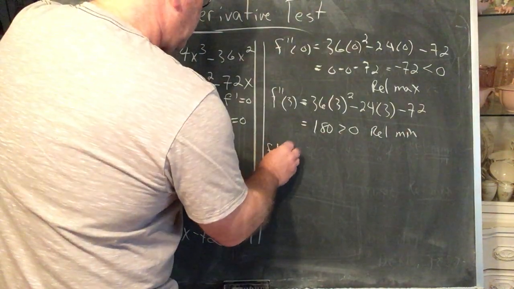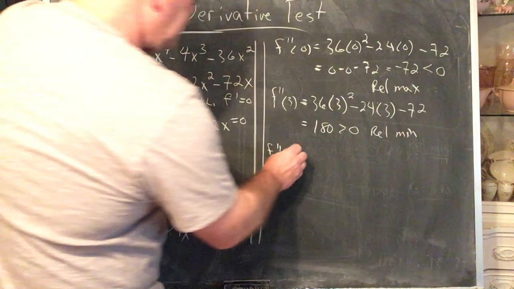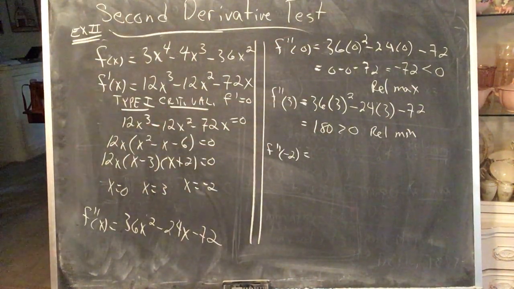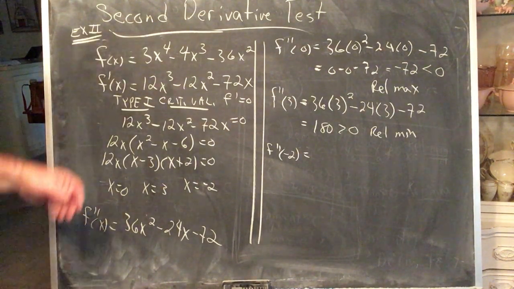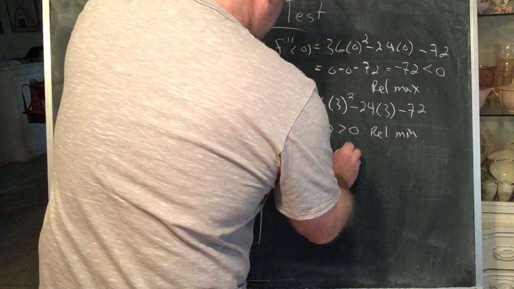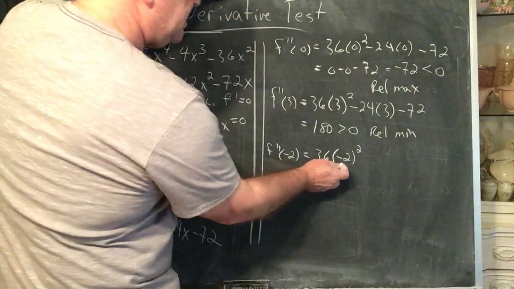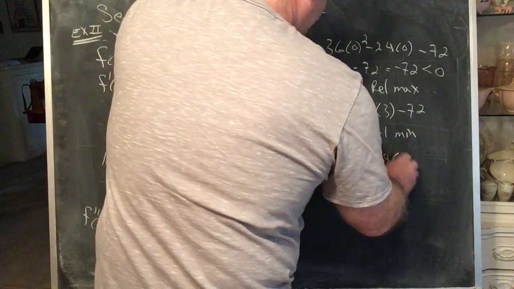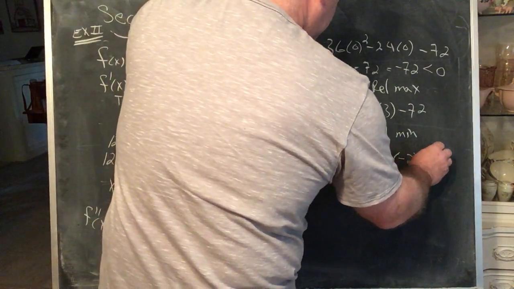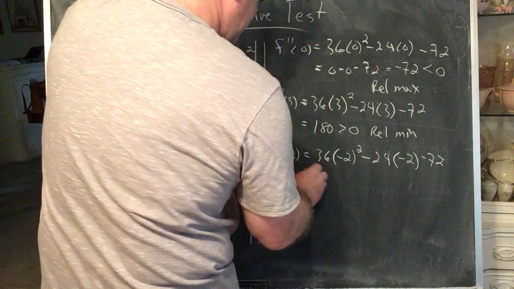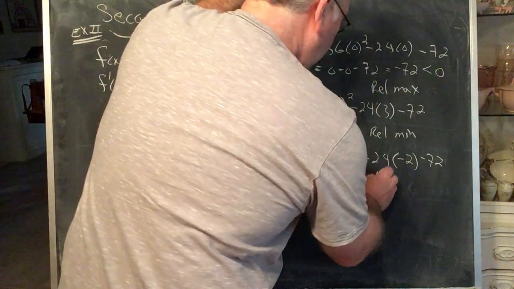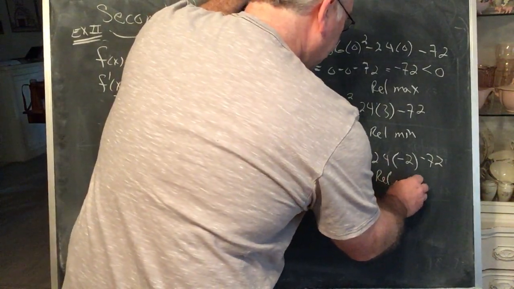And then the last choice is the second derivative evaluated at negative 2. Again, the sequence is irrelevant. You just need to do all 3 of them. And I actually have this worked out here somewhere. I believe that works out to be 120. So this is 36 times negative 2 squared. Remember, this is negative 2 quantity squared minus 24 times the quantity negative 2 minus 72. Be careful with the negative signs. That works out to be 120, which is greater than 0. And so that means we have a relative minimum also.